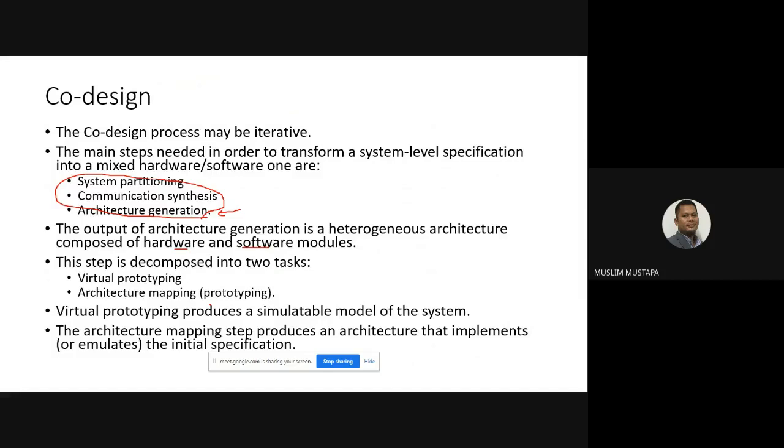After you finish the simulation part, you go into the hardware prototyping. The architecture mapping step produces an architecture that implements or emulates the initial specification. It has to emulate, to represent the initial spec, the spec specified by the customer.